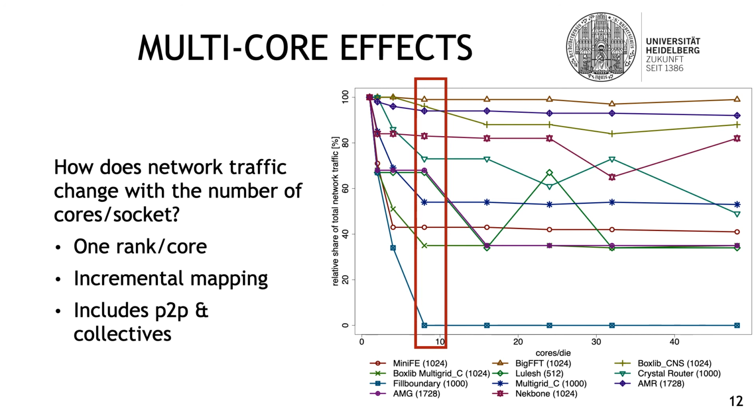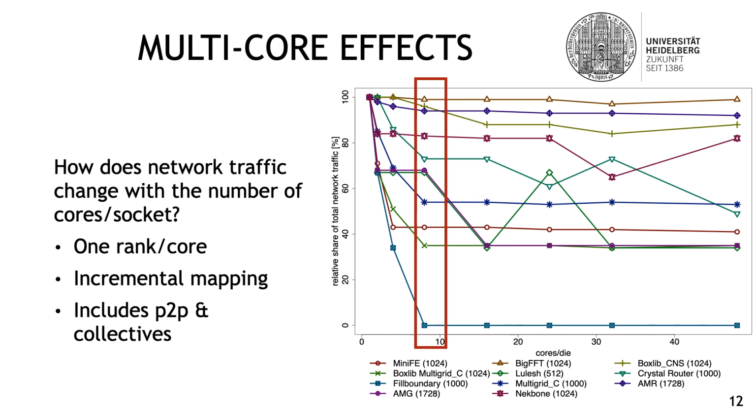Slight variations at further core counts, as shown by the Lulesh or crystal router workloads, are probably caused by mapping effects. For example, selectivity has shown that there are heavily communicating subsets of ranks. If these subsets are split up in a certain configuration, this can raise the network traffic again, even if there are more cores per socket.